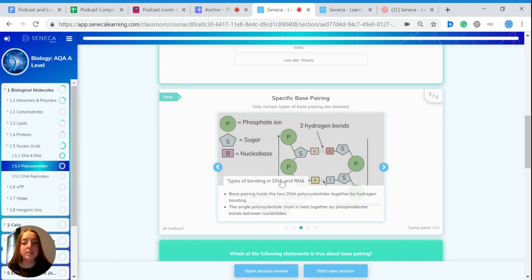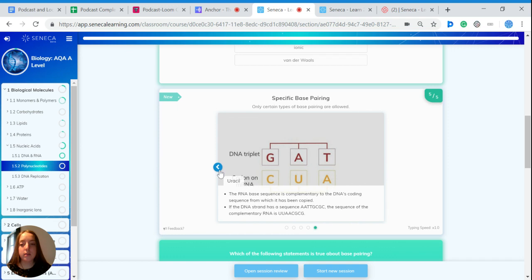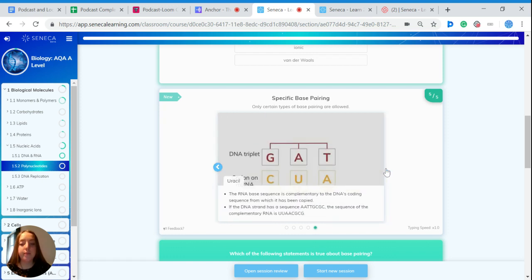Base pairing holds together the 2 DNA polynucleotide chains with hydrogen bonds, and the single polynucleotide chain is held together by phosphodiester bonds between the nucleotides. And they're anti-parallel. This means that the 2 polynucleotide strands run in opposite directions.